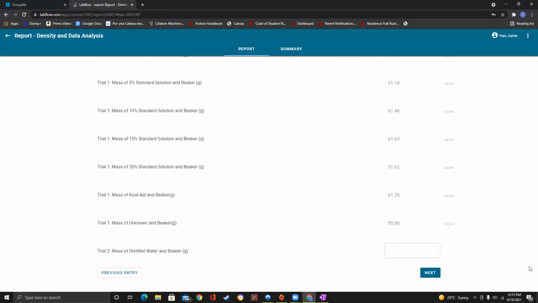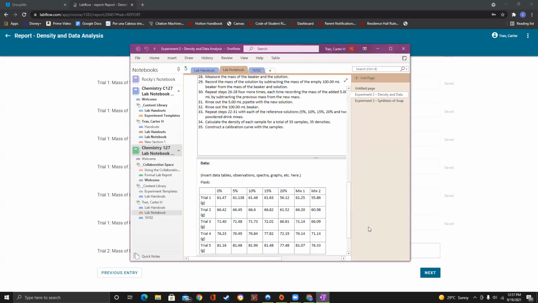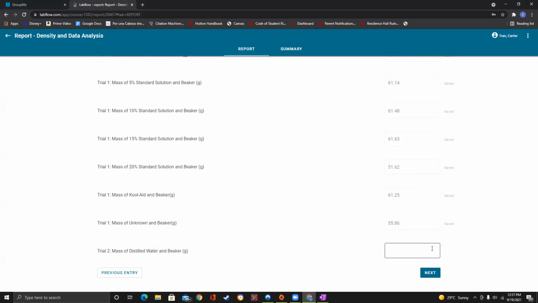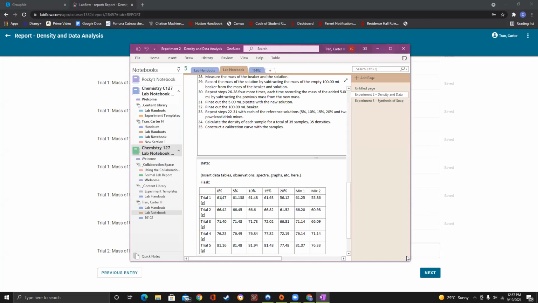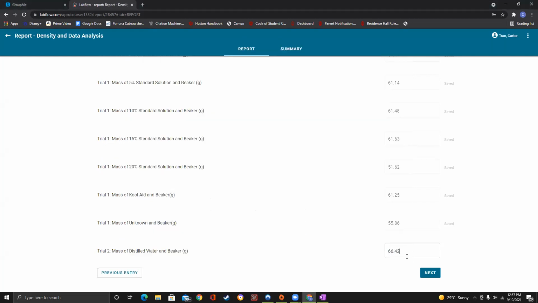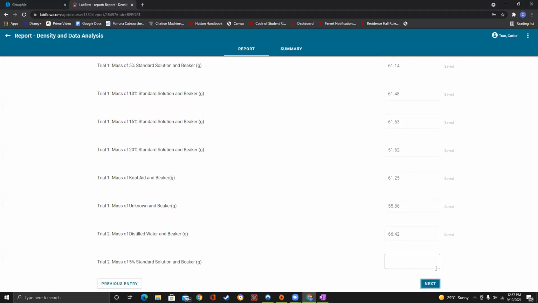Yeah, so this part, you're just making the table. I haven't started on it yet, so trial 2, 5, trial 2, 0, 6, 2. All of these should have 4 sig figs because the balance only measures to 2 decimal points. If you have 3, it's going to be incorrect, except it doesn't matter because at this point the chem department probably doesn't care.